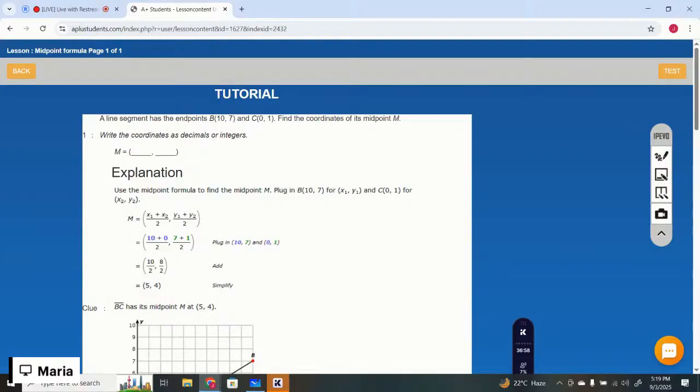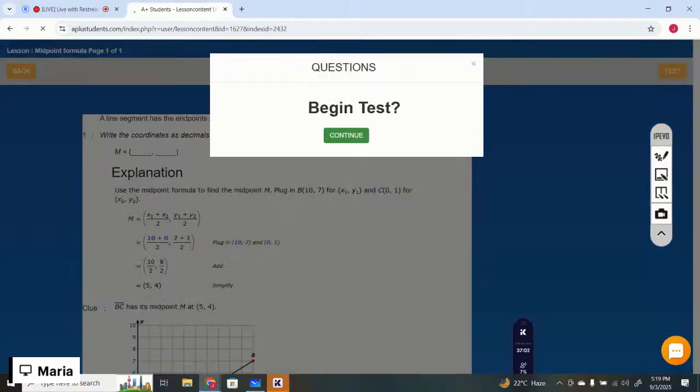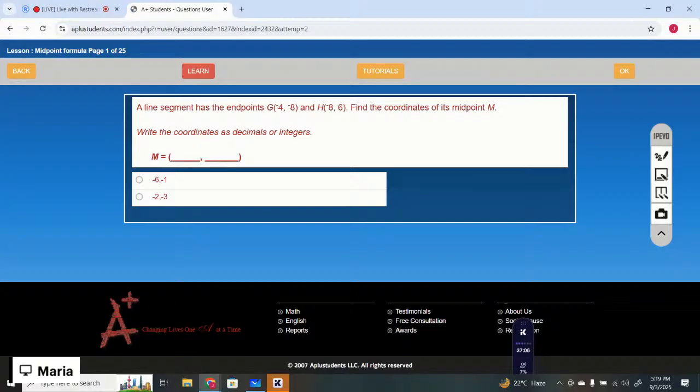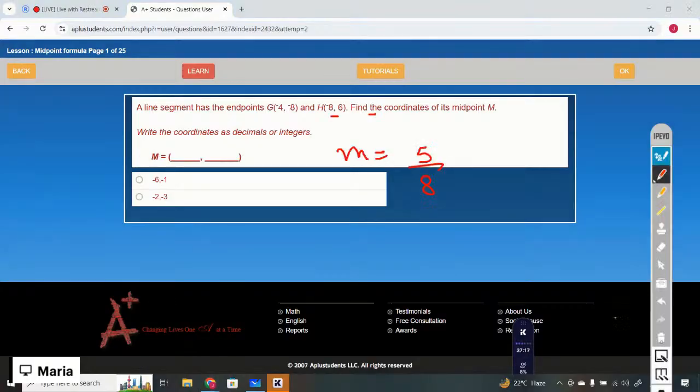Okay, let's just do practice questions. Our line has endpoints H and negative 8, 6. Find the coordinates of the midpoint M. So we need to calculate the midpoint, right?